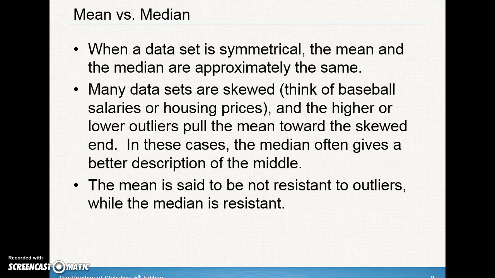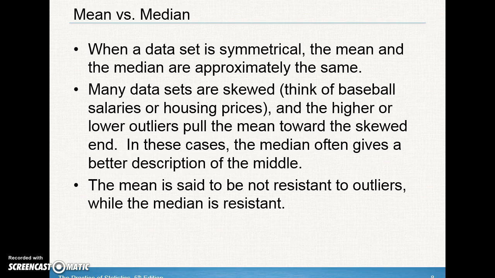Okay, so here's just a couple of points about mean versus median. When a data set is symmetrical or roughly symmetrical, the mean and the median are going to be about the same. All right, so then you can use either one to represent the center. Many data sets are skewed. So think about baseball salaries, where most players make on the lower end of the spectrum, but relatively few stars make huge amounts of money. Or again, housing prices, where most houses tend to be in the lower range, but then there are those exceptions of the houses that are exorbitantly expensive, let's say. So here the higher outliers pull the mean towards the skewed end.